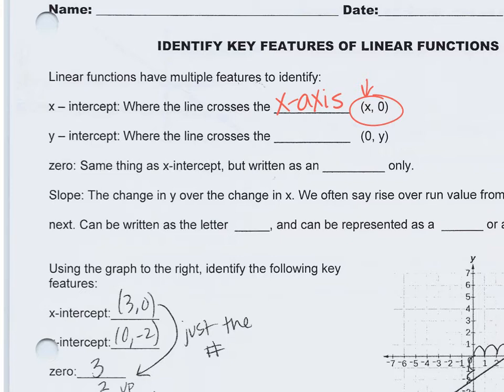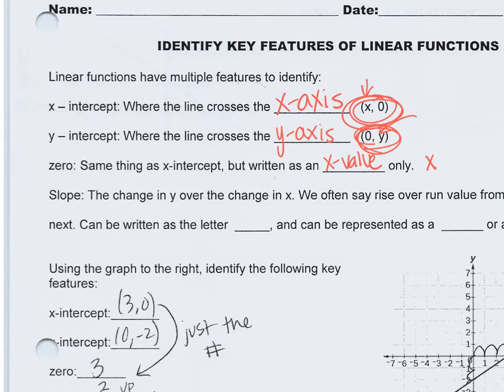The y-intercept is where the line crosses the y-axis. This one is written similarly, but flipped. So this time, the y-axis is where x equals 0, and you write a number in the y spot instead. Now the zero is the same thing as an x-intercept, but written as an x value only. So you only write the x, not the point, like you do for the intercepts.